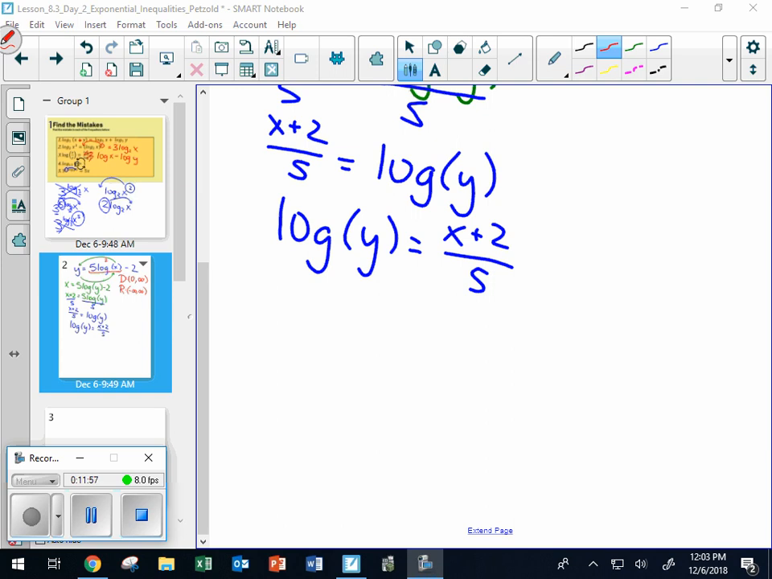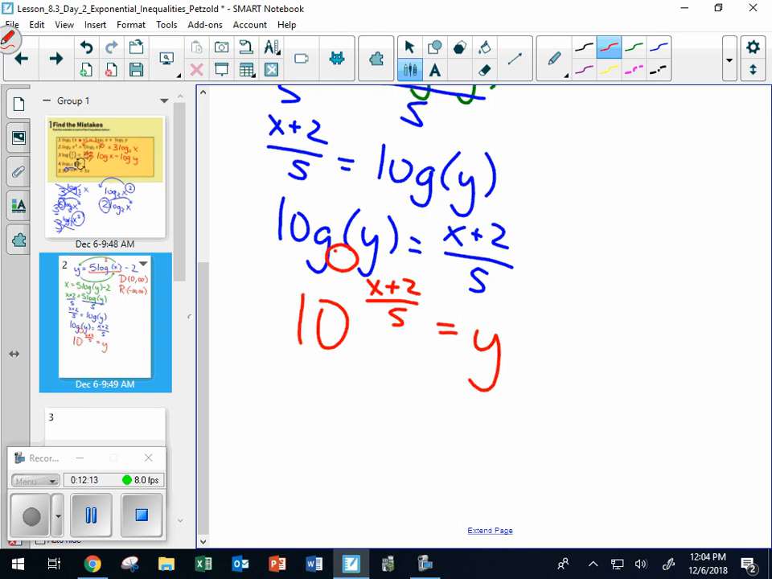How about Quinn? 10 to the power of x plus 2 over 5 equals y. My only question here is, where did the 10 come from? If you have a log and it has no base written down, that's because the base is actually 10. Awesome. Thanks for spotting that.